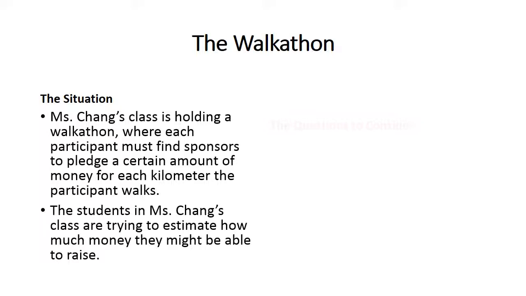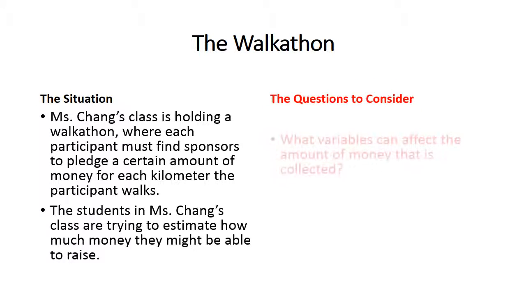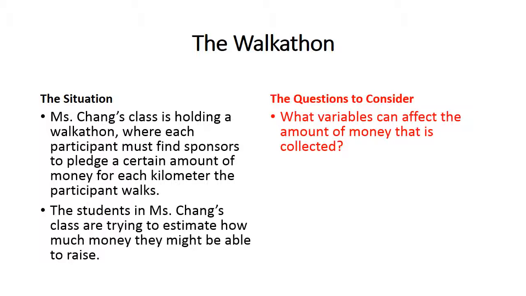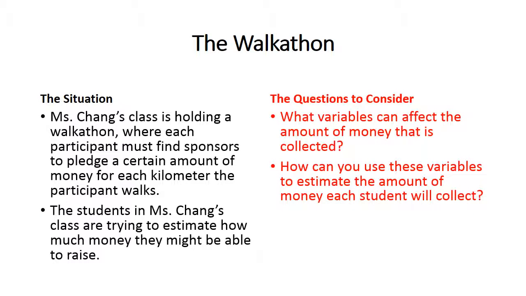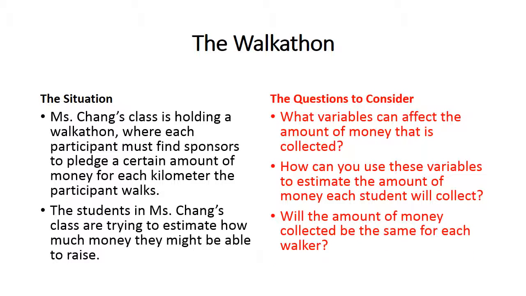So some things that I'd like you to keep in mind as we go through this problem. What variables affect the amount of money that's collected? How can you use these variables to estimate the amount of money each student will collect? And will the amount of money collected be the same for each walker? So take a couple seconds right now, maybe pause the video, write some answers to those questions, and keep those in the back of your mind as we move through the video.